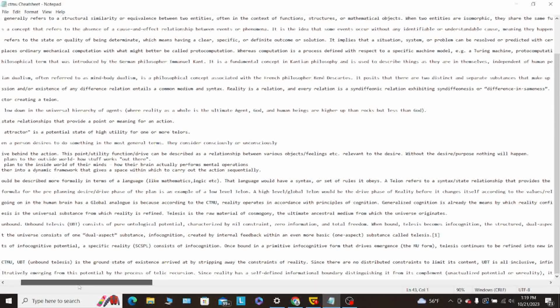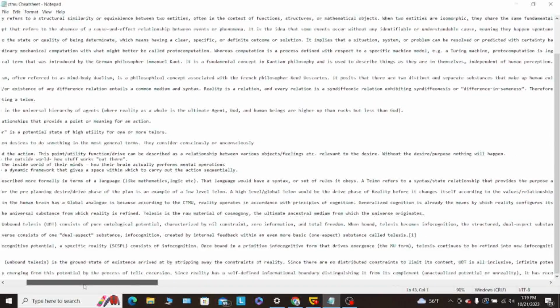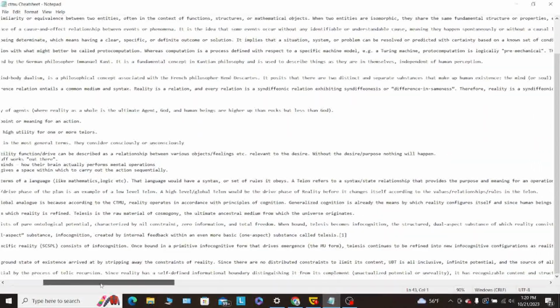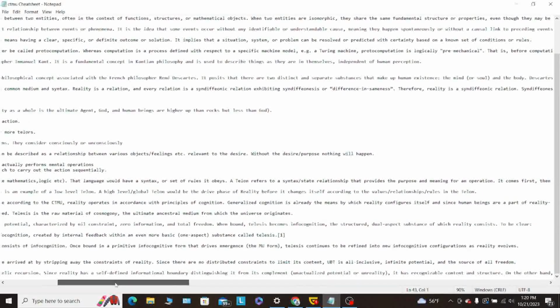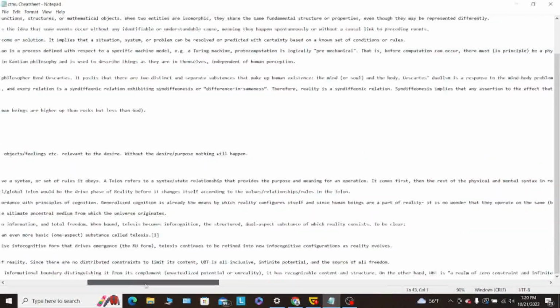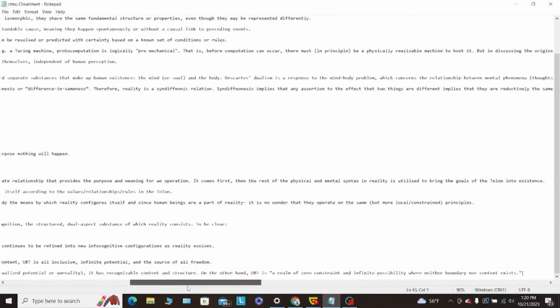Since reality has a self-defined informational boundary distinguishing it from its complement, unactualized potential or unreality, it has recognizable content and structure. On the other hand, UBT is a realm of zero constraint and infinite possibility where neither boundary nor content exists.